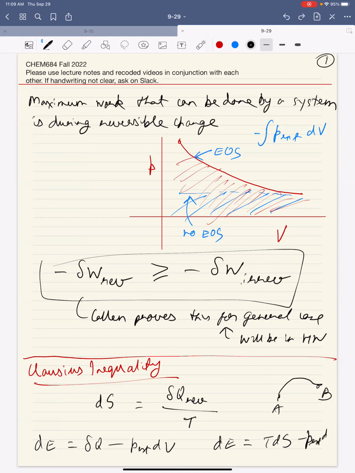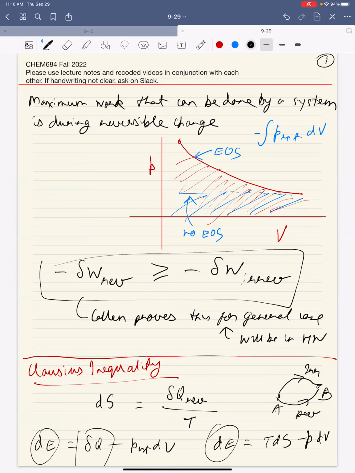dE is equal to TdS minus PdV, and we ignore the chemical potential part, for a reversible path, right? If this system follows the equation of state, if change happens irreversibly. So now whether you go from A to B irreversibly, or whether you go from A to B reversibly, the dE should not change, right? The dE we should be able to compare. E is a state function, right? It does not depend on how the process was carried out.